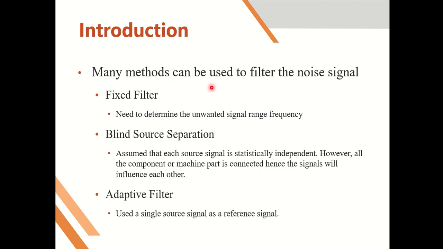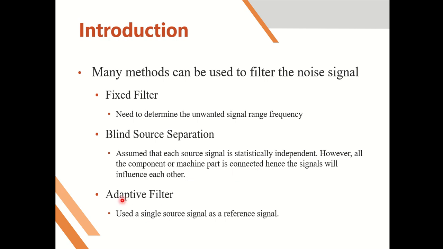There are many methods that can be used to filter out the noise signal or unwanted signal. We can use fixed filter, but the problem is with fixed filter we need to determine the unwanted signal range frequency. We can also use blind source separation, but blind source separation assumes that each source signal is statistically independent. However, in the actual application, all the component or machine part is connected to each other, hence the signals will influence each other. So basically they are dependent.